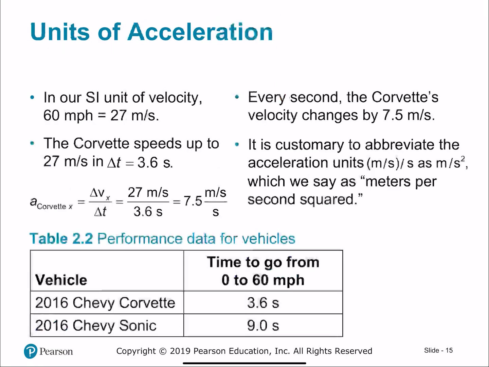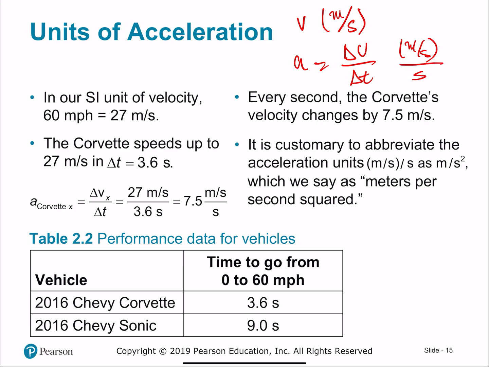So the units of acceleration. You have units of velocity, which in international units are meters per second. So the units of acceleration are delta V over delta t, so you have meters per second divided by seconds. That gives you meters per second squared. Basically, it is meters per second every second.